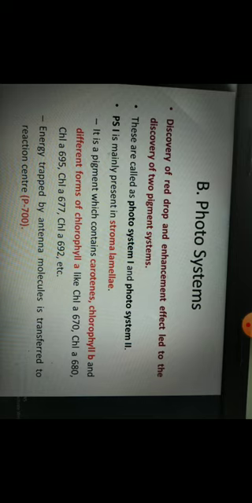And the second is photosystem 2. Photosystem 2 is present mainly in grana lamella. So the grana thylakoids contain this photosystem 2. Photosystem 2 contains xanthophyll. Carotenes are present in photosystem 1, and xanthophylls are present in photosystem 2. So it contains xanthophyll, chlorophyll B, and different forms of chlorophyll A. The reaction center of photosystem 2 is P680.